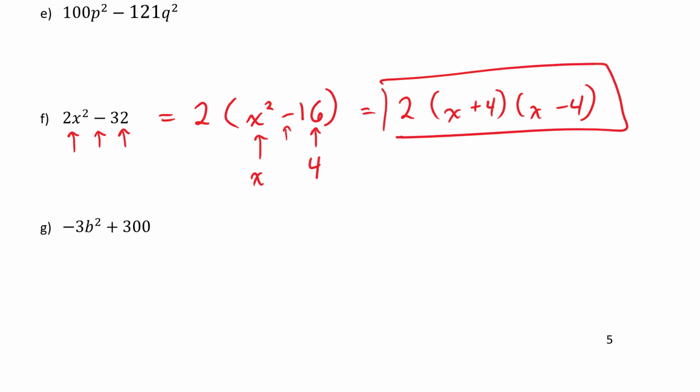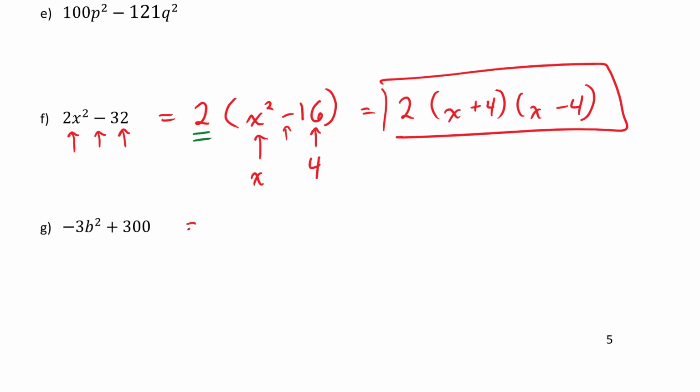So remember, if it doesn't look simple to start with, you probably have to take a common factor out first. Try and remember this when you're doing factoring all the time. Always look for a common factor first. We had the exact same issue with G.